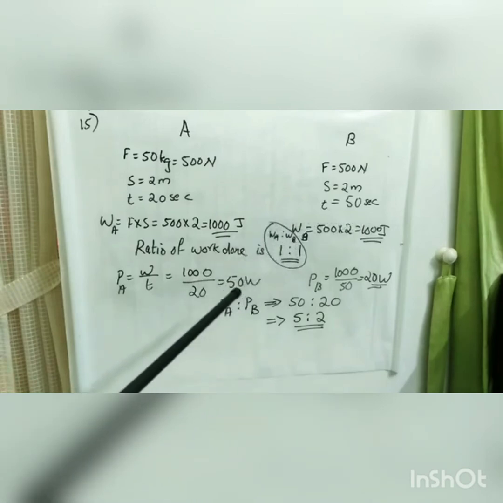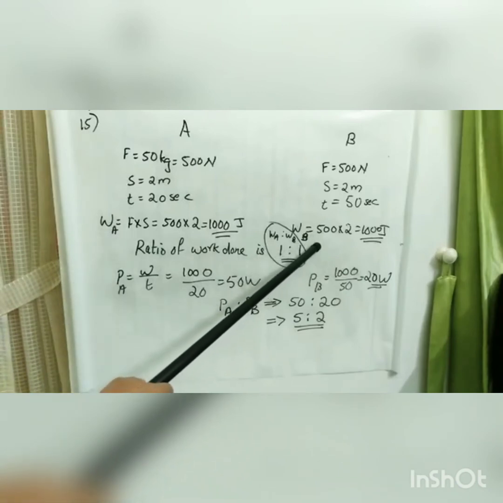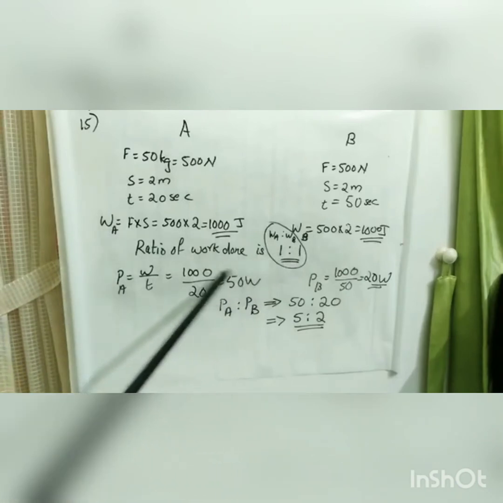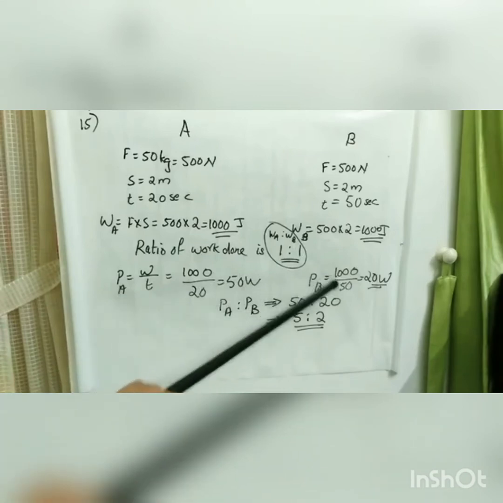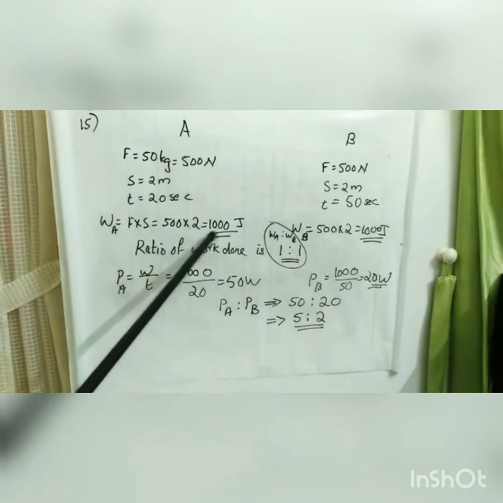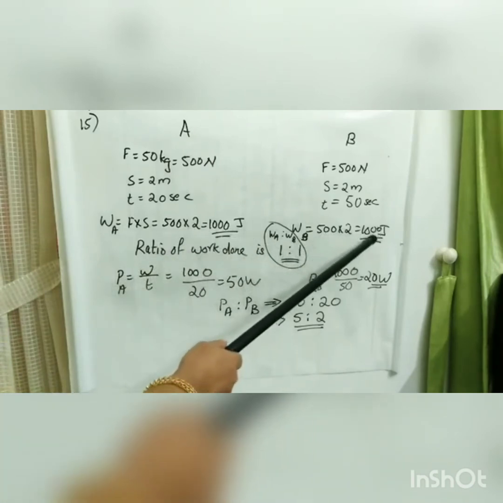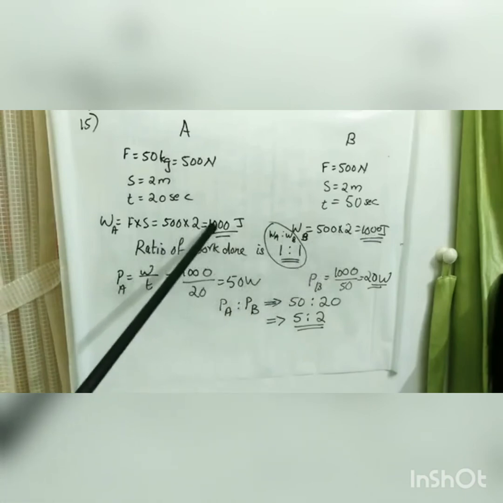You are asked to calculate the work done by the box, work done by man A, work done by man B, ratio of work done, power of A, power of B, and the ratio. So work done is force into distance: 200 into 2, 1000 joule. Work done by B is 500 into 2, 1000 joule. So for the ratio of work done, both are 1000.